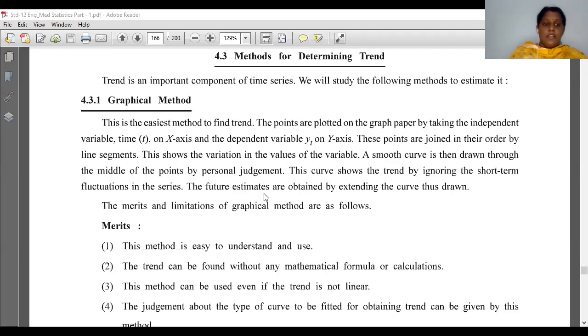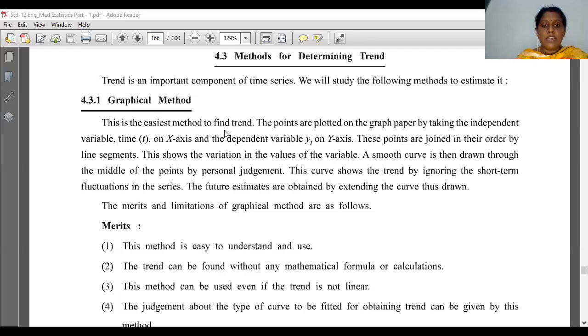First is the graphical method. This is the easiest method to find a trend. Simply we have to draw the graphs. On the x-axis we have to write the year, and on the y-axis the variable y. Here x and y both are not given; only the y variable is given. So on the y-axis you have to write the variable y, whatever is given.